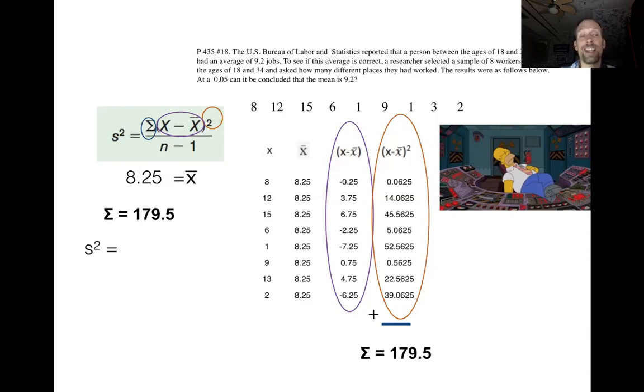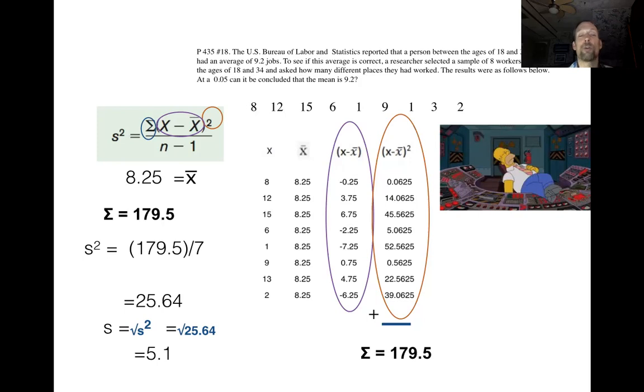So the formula is saying I need to take that 179.5 and divide it by 1 less than the total number of observations. That's going to be 7. And that gets me 25.64. Am I done yet? No. I've calculated the sample variance, but what I need for the formula is my sample standard deviation. So I have to do one more step. I need the square root of 25.64, and that's going to give me 5.1. Okay, so all that work we did, and we didn't even start the hypothesis test yet.